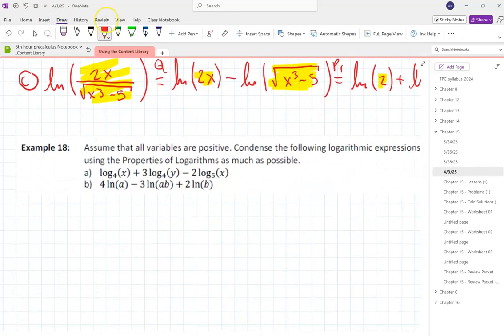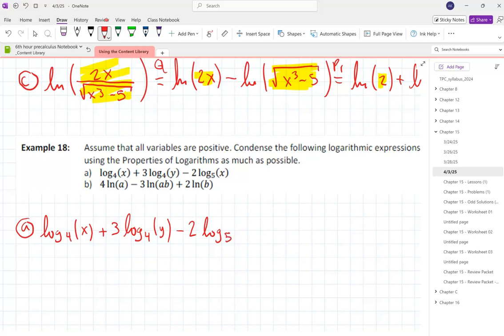So if I look at the first problem, as I'm writing this down, I notice something that's kind of odd. Does anybody see what I'm noticing?